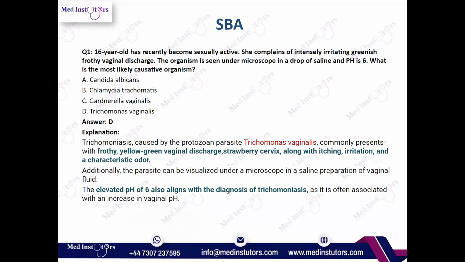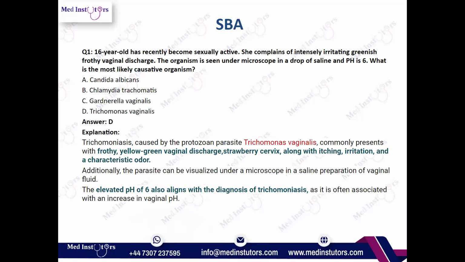For those who missed the previous lecture, it is a protozoan parasite known as Trichomonas vaginalis, commonly presenting with frothy yellow-green vaginal discharge, strawberry cervix, along with itching, irritation, and a characteristic odor. These are again the key points which they might give you in the question statement so that you can pick the right answer.